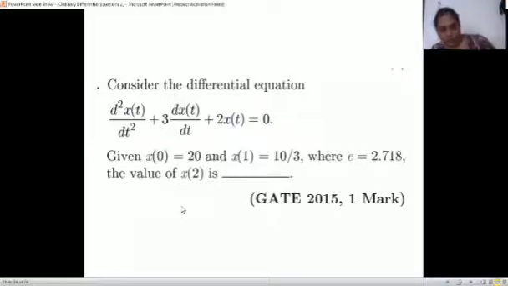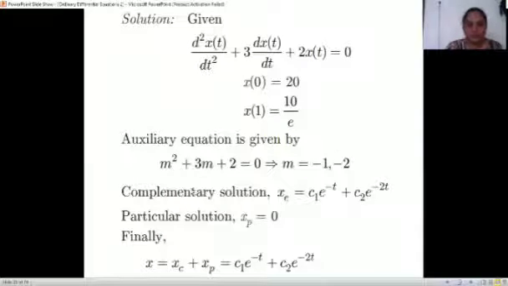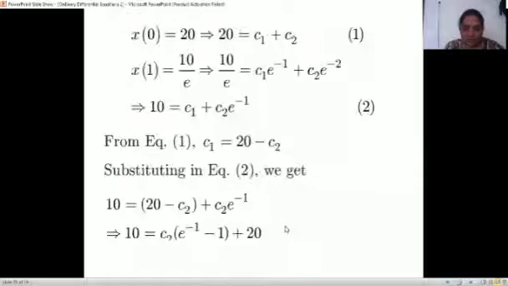So x is c1 e^(−t) + c2 e^(−2t), right? Roots are −1 and −2, therefore x is c1 e^(−t) + c2 e^(−2t). But there is an equal to 0 term, that's why the particular integral is 0. That's why x is CF plus PI, so only the part CF is there.